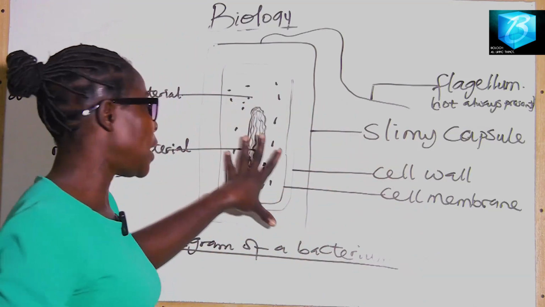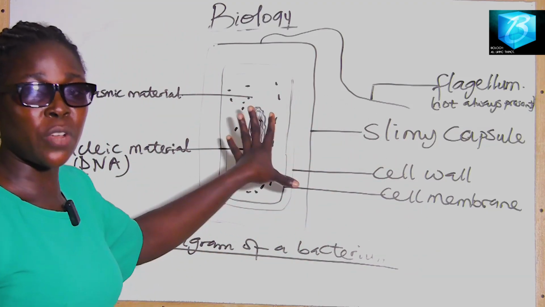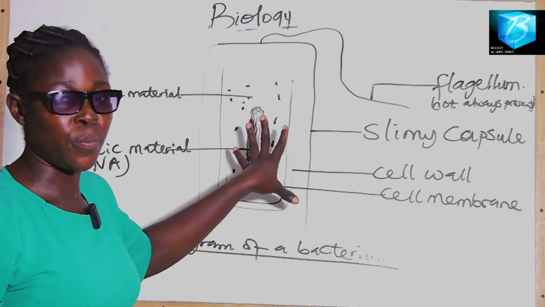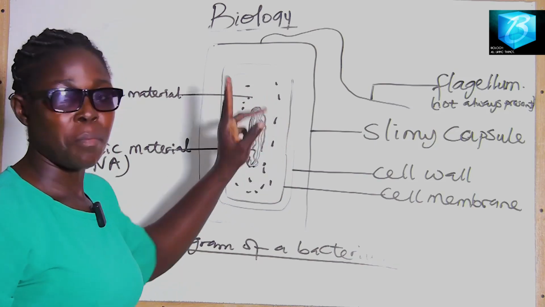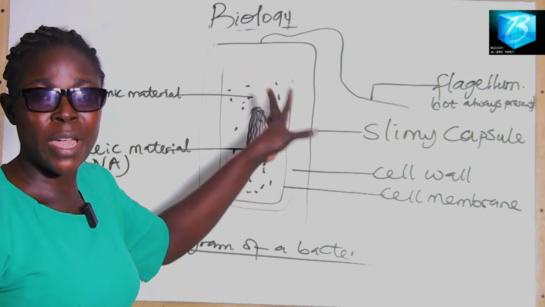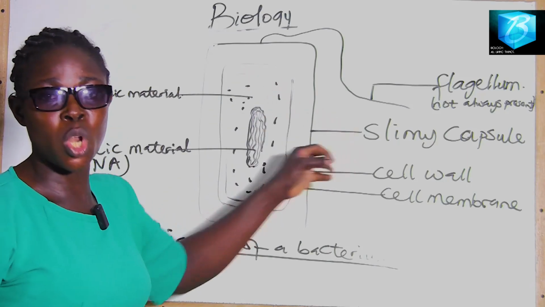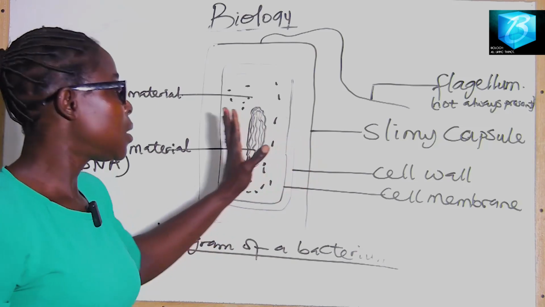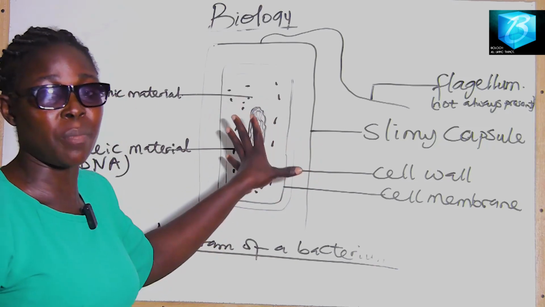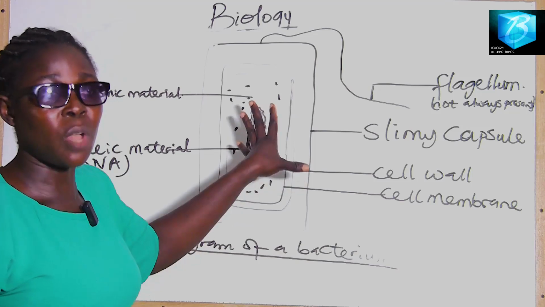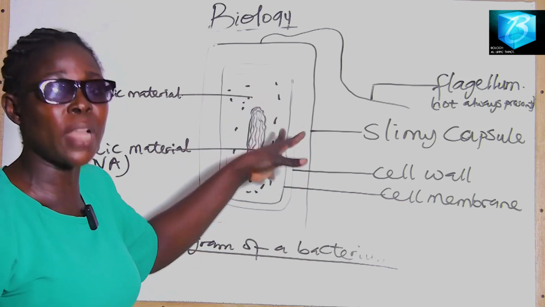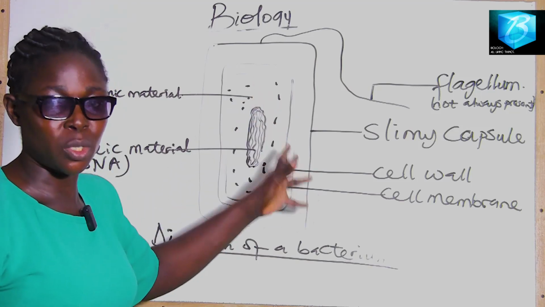Anytime you see a structure like this in biology, it simply represents a bacterium, a unicellular, microscopic, prokaryotic organism or a cell that may be motile or non-motile, and it reproduces asexually by binary fission. Some of them are beneficial while others are pathogenic.